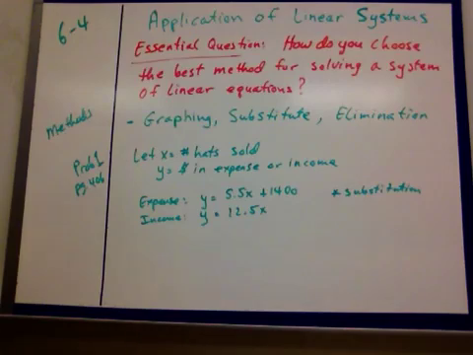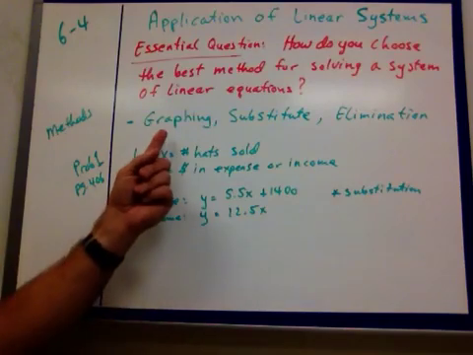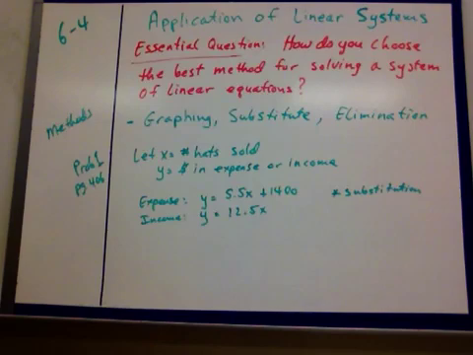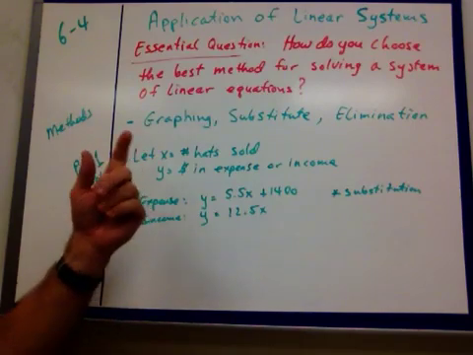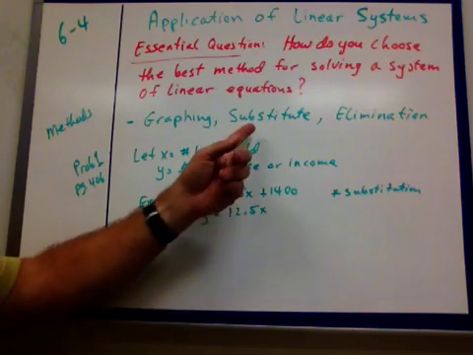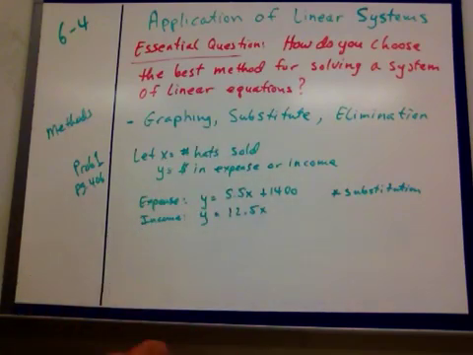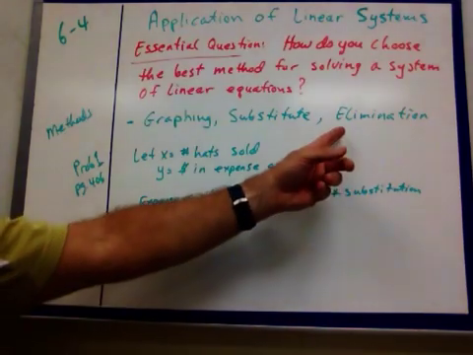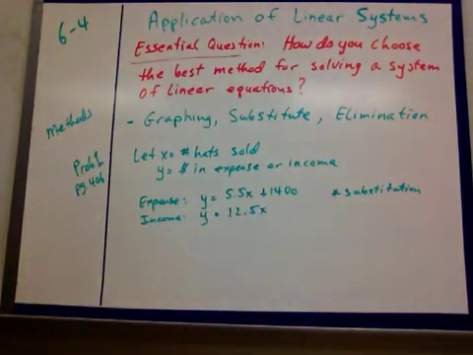I've been telling you all along, you want to graph them if they're both in the y equals mx plus b form. It makes it real easy to graph them, plus you've got graphing calculators. If one of the equations is an x equals or y equals, then substituting would be a better way. And if they're both in standard form, like 2x plus 3y equals 7, then the elimination method works best. So let's take a look at some of this.